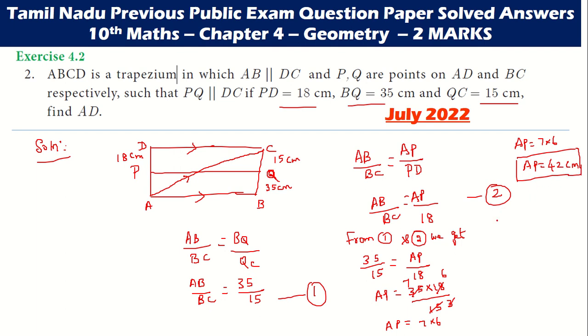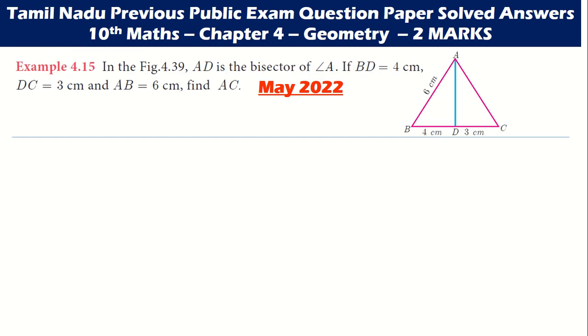So then what do we need to find now? In the question they are asking for AD. So to find AD, AD is equal to AP plus PD. So AP plus PD. So therefore the value of AP is 42 plus the value of PD is 18. So put together you will get the value of 60. So therefore AD is equal to 60 centimeter. So I hope you understood the answer. Let us go to the next one.